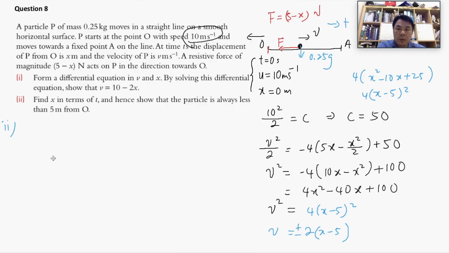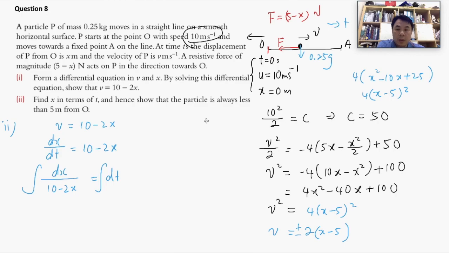We have: find x in terms of t and hence show that the particle is always less than 5 meters from O. Okay. So because our v is equal to 10 minus 2x, and velocity is the rate of change in displacement, we're going to solve this differential equation. We have dx over 10 minus 2x equal to dt here. So we're going to integrate this.